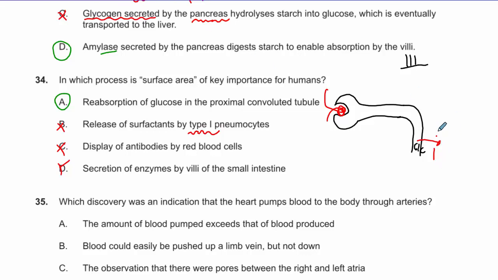So the glucose is transported into the peritubular capillaries. Fun fact, the kidneys are one of just a few tissues where you have 2 capillary beds. One here in the glomerulus and another here between the tubules.